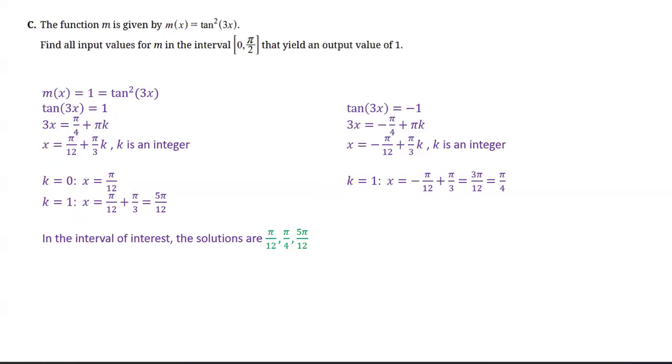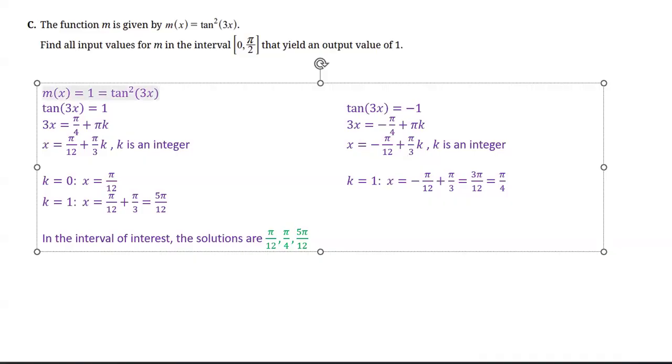All right. This one, I would probably guess that a lot of mistakes happen here because of this very first step I made over here. Let me read the question first, before I get ahead of myself. The function m is given by tangent squared 3x. Find all input values of m in the interval 0 to pi over 2 inclusive that yield an output value of 1. So basically, we were solving for m of x is equal to 1, and m of x is tangent squared 3x.